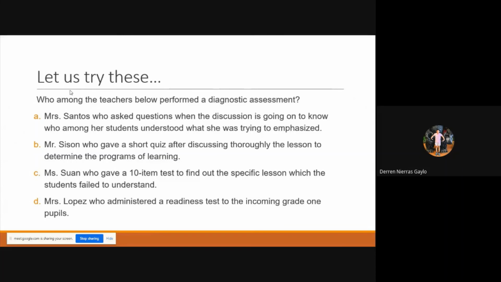I think others answer letter D. Mrs. Lopez, who administered a readiness test to incoming grade 1 pupils. This one is placement assessment because if you are giving a readiness test to incoming grade 1, they are not yet your students. They will be coming into your grade 1 class. So you look into the readiness test. That will be placement assessment. So if they can read, then they will be in this section. If they cannot, to another section, something like that. Letter D is on placement assessment. It's not diagnostic assessment. So letter C is the correct answer.